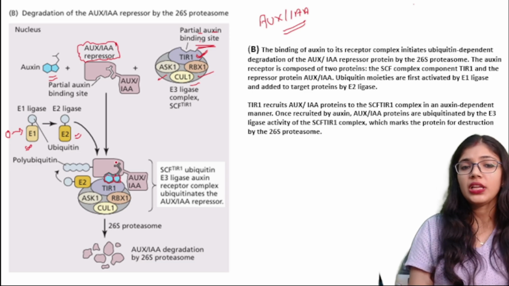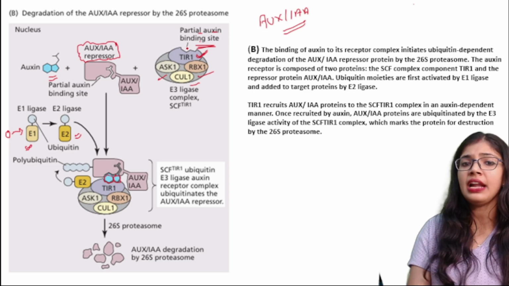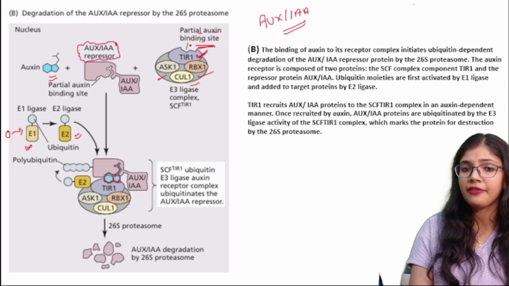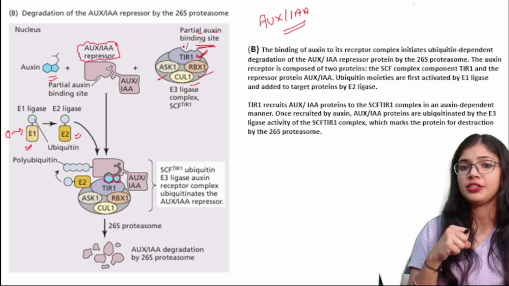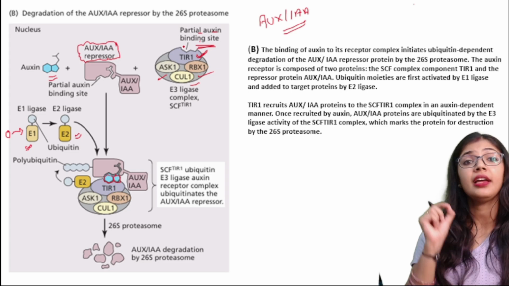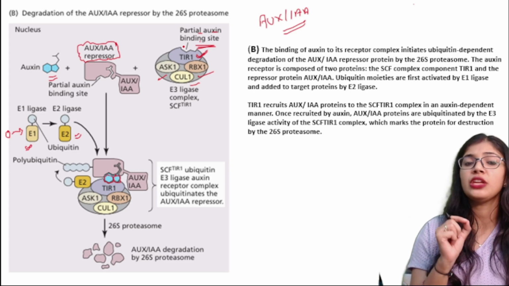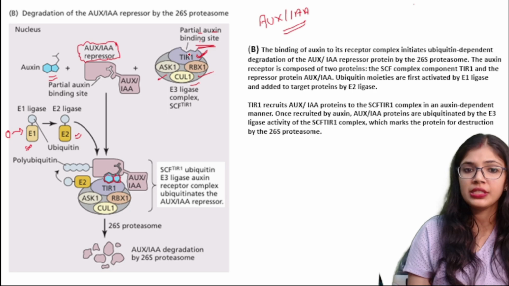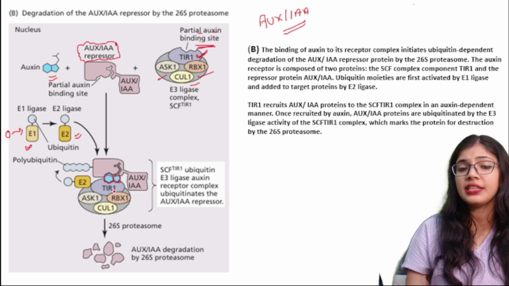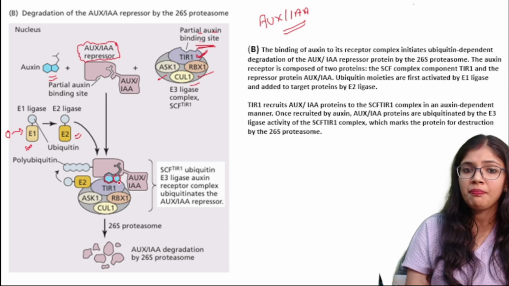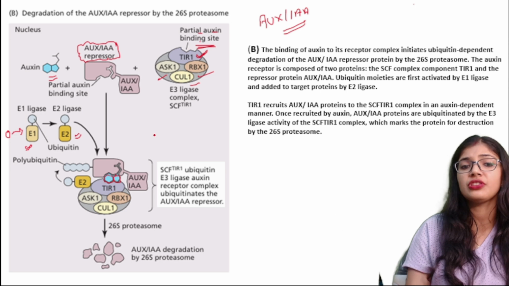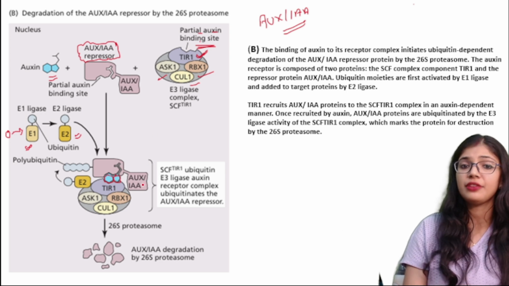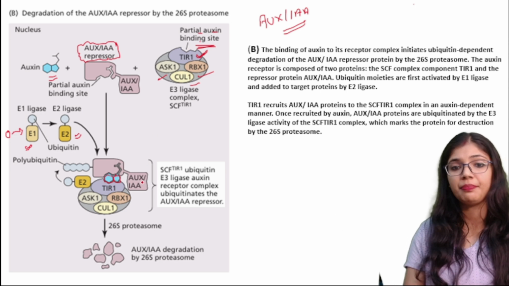Okay. After that, as we have already discussed, it has the property that it will attract the target protein towards it. Here the target protein is the repressor protein known as AUX/IAA. So this TIR1 protein has a partial auxin binding site and a partial site which has the ability to bind to the target protein, that is, the repressor.